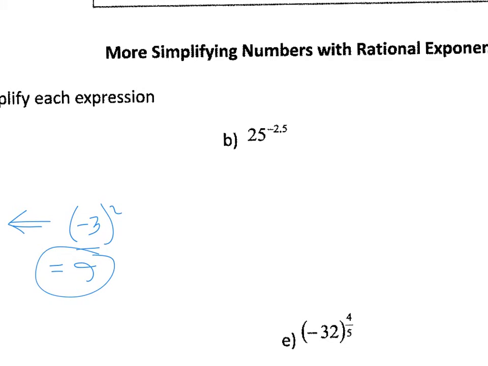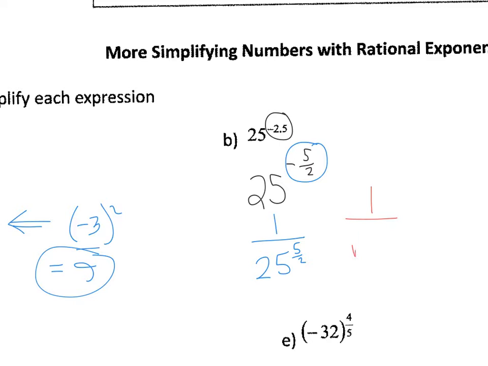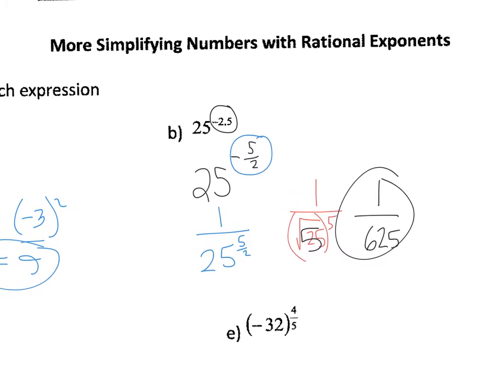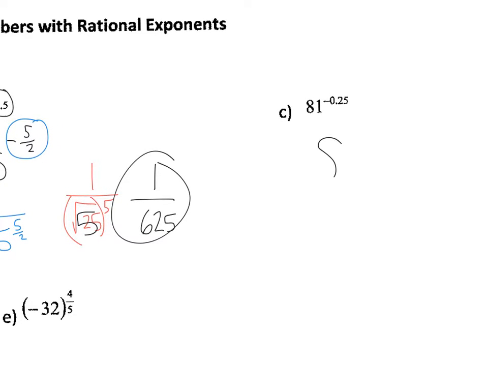For one like this, I'm going to write it as a fraction. So 25 to the negative 2.5: 2.5 is 5/2. This is a negative exponent, so I write 1 over 25 to the 5/2. Now I'm going to think of this as a radical: 1 over the square root of 25 to the 5th power. You can either take 25 to the 5th power and then take the square root, or take the square root of 25 and take that to the 5th power. I think it's easier to take the square root of 25, which is 5, and take that to the 5th power. So it's 1 over 625.